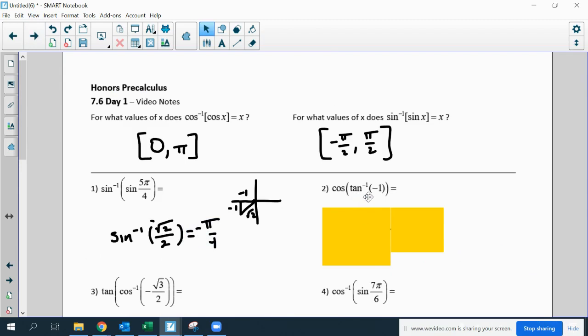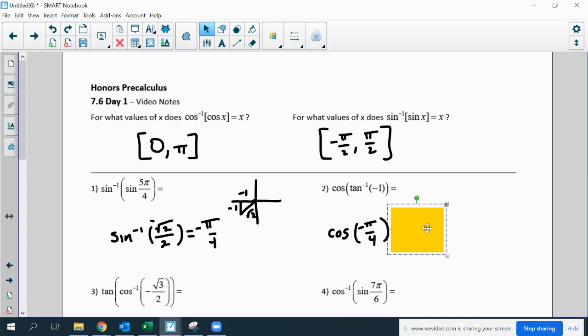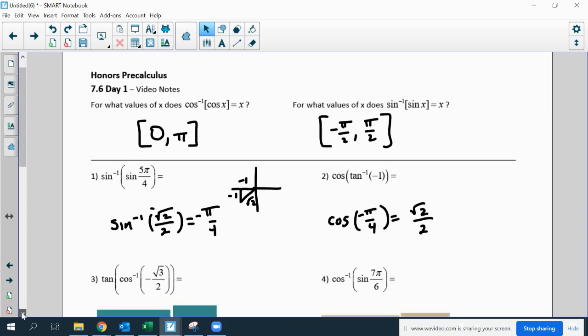Problem 2, tangent inverse of negative 1 is negative pi over 4. Now, we don't have to worry about it in a problem like this where the original function is on the outside because I can just find what the cosine of negative pi fourths is. Cosine of negative pi fourths is root 2 over 2. It is in the fourth quadrant, and cosine works in the fourth quadrant as a positive value. So I have positive values there. So I can just straight up do that one. I don't really have to worry about it.